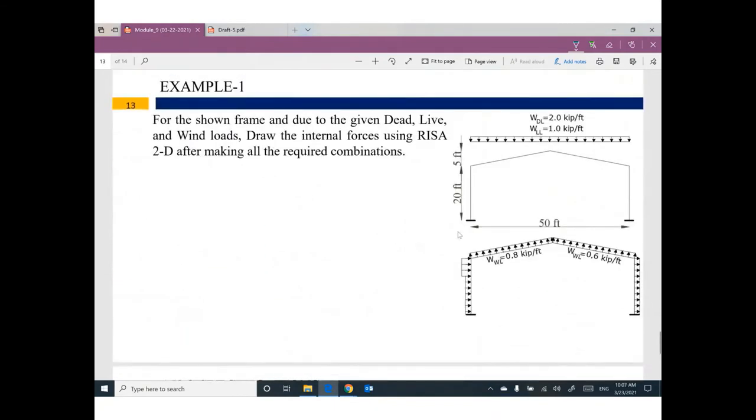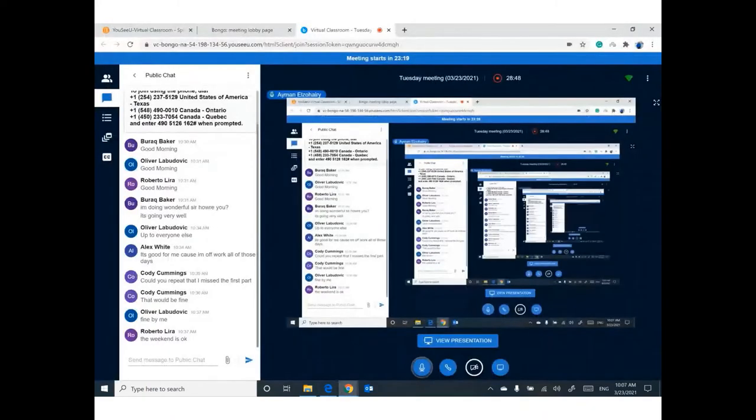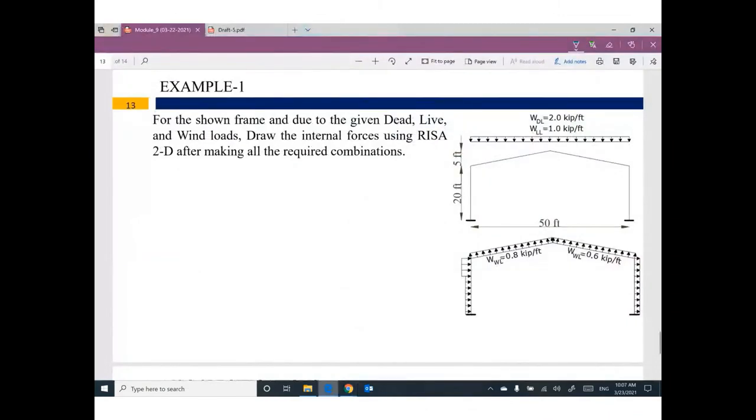Let's see this example and how I can open RISA 2D to analyze this frame. Please, do you have any questions so far? I need to add here, we have snow load equal 0.5 kip per foot. So we have a frame, the span is 50 feet. The column height here is 20 feet, and the height from this point to this point is 5 feet.